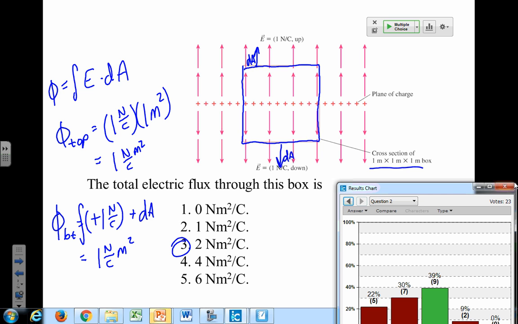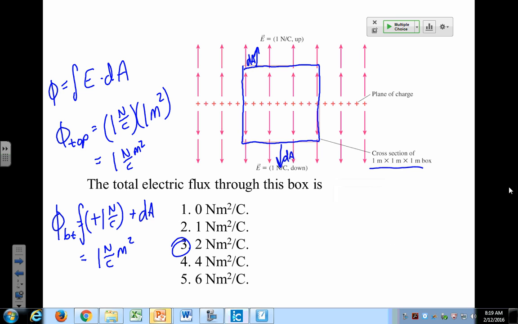You could envision a case in this same question where it's 0 or where it's something else. How could I make the flux through this box 0? Right, if I had all the electric field vectors going in this direction, then it would change this, making it negative. And then 1 plus negative 1 is 0.